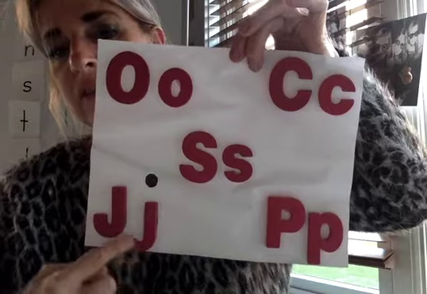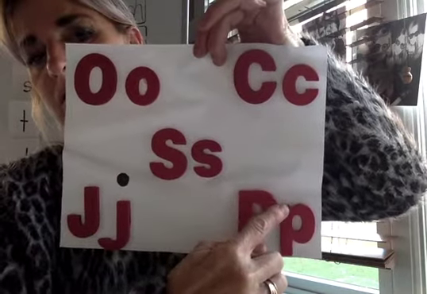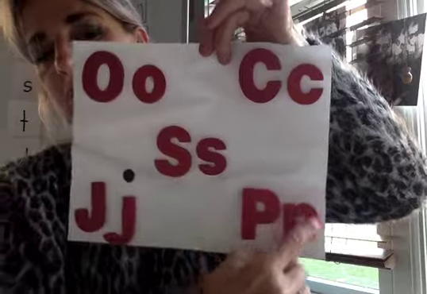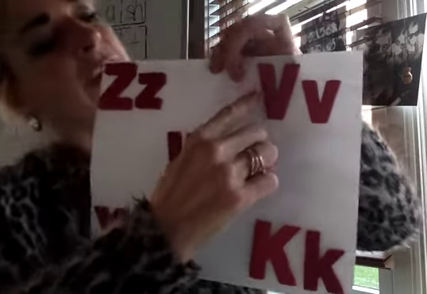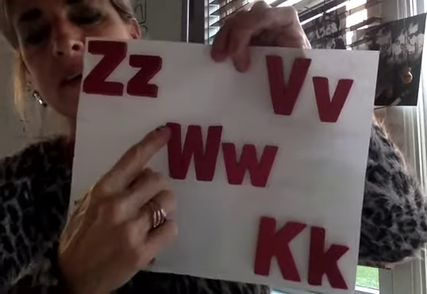Lowercase c. See how short it is? Look at it. It's way down here. Lowercase s. Lowercase j. Look how short. Lowercase p. Very good. Where's our uppercase? Capital. Capital Z. Capital V. Capital, uppercase W. Capital X. Capital K. Kick out.